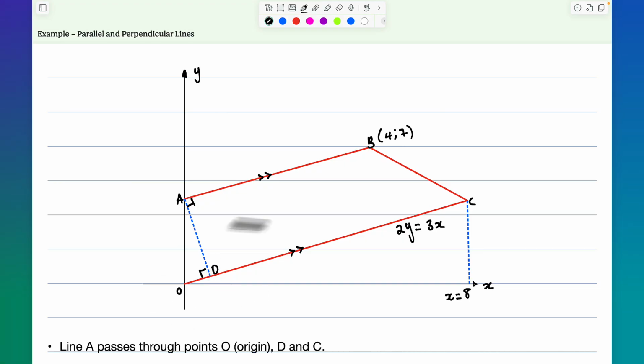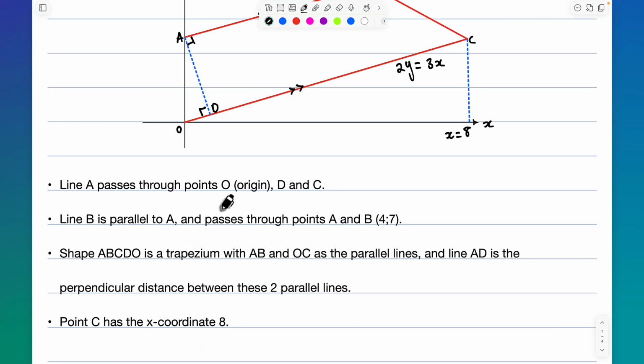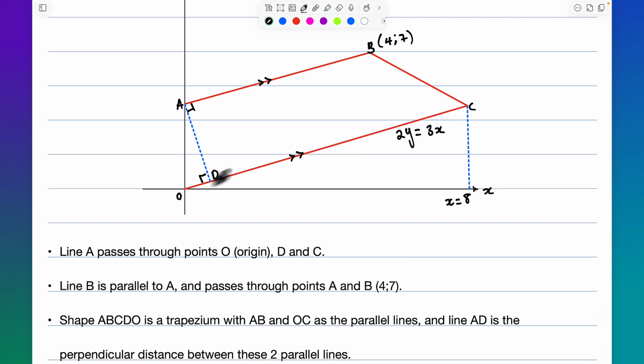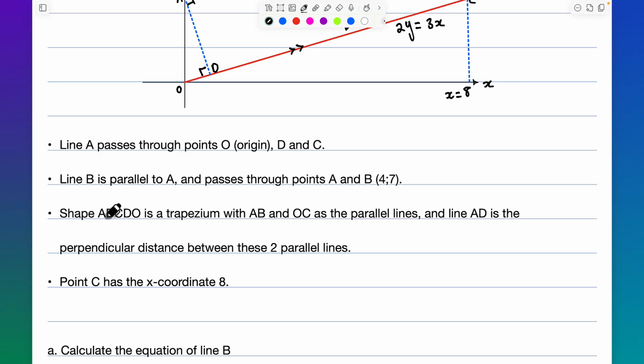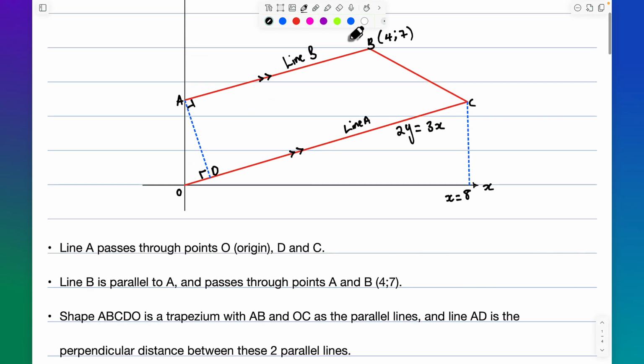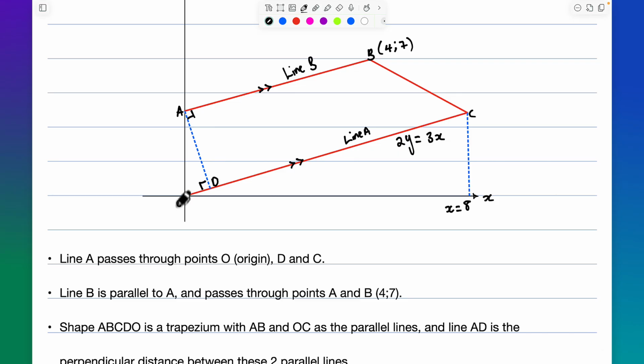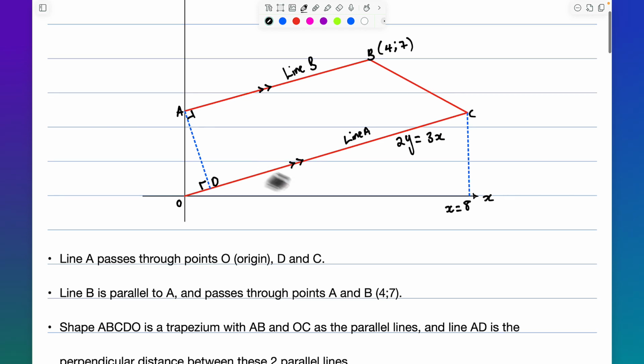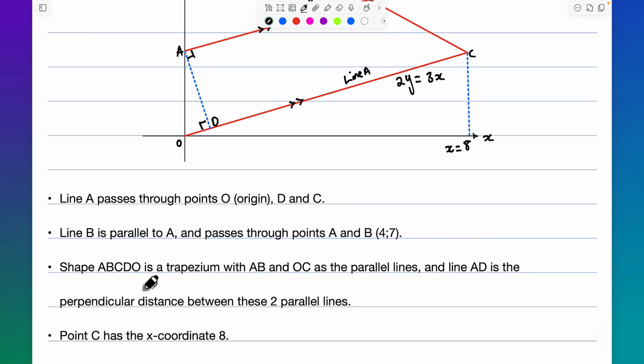So we can see that this is what's going on in this complex shape, but let's just read the pieces of information that we have been given. Line A passes through points O, D, and C. So this is line A. Line B is parallel to line A, so this parallel line would be line B, and passes through points A and B, and we know the coordinates of point B. Shape ABCDO is a trapezium with AB and OC as the parallel lines and AD as the perpendicular distance between those two parallel lines.